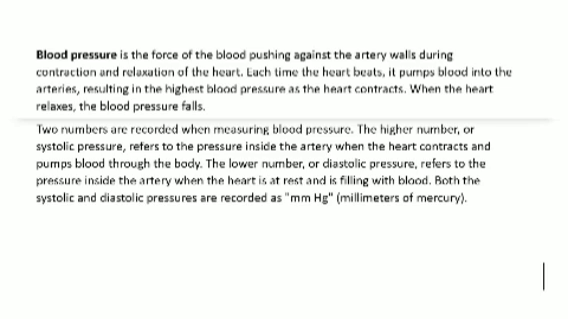Two numbers are recorded when measuring blood pressure. The higher number, or systolic pressure, refers to the pressure inside the artery when the heart contracts and pumps blood through the body. The lower number is the diastolic pressure, which refers to the pressure inside the artery when the heart is at rest and is filled with blood.